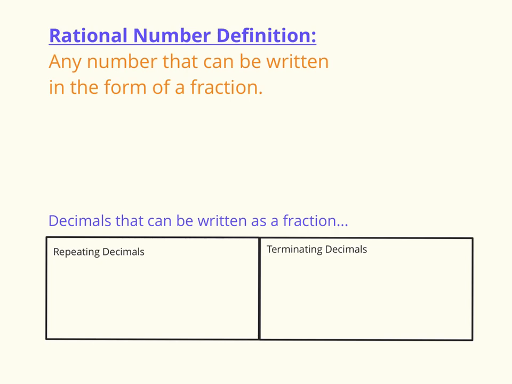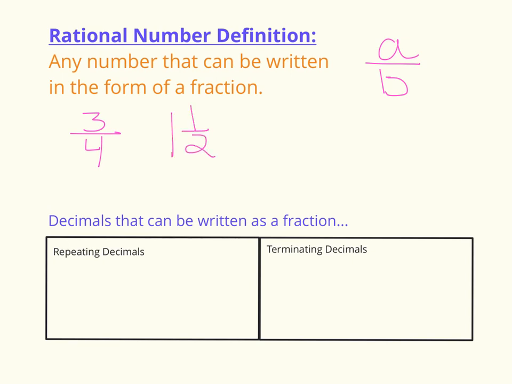I definitely want you to write this definition down. A rational number is any number that can be written in the form of a fraction. Or in other words, can be written in the form a over b, in which a and b are integers. So an example would be any fraction, let's say 3/4. That is a rational number.